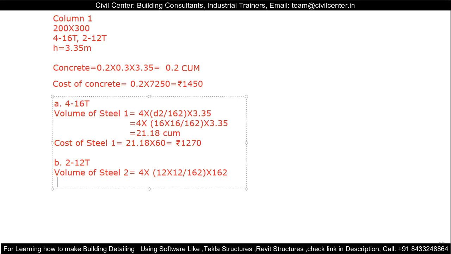So let's calculate it now. Open the calculator, and over here 4 into 12 into 12 into 3.35, that is the height, and whole divided by 162. So it's coming 31.12. Okay, so we will write it like this.